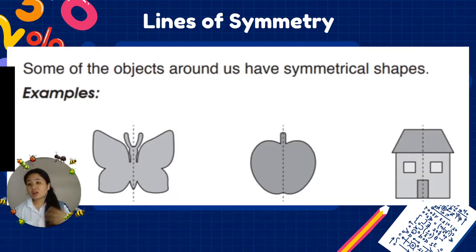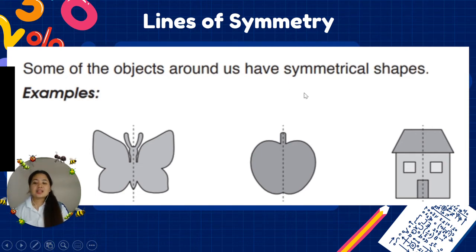Some of the objects around us have symmetrical shapes. For example, this is a butterfly. When you have a line of symmetry and you divide it, each side has the same shape. This side and this side are still the same. How about the apple and the house? In the house, it has two windows and the door is cut in half, so it's still a symmetrical shape.